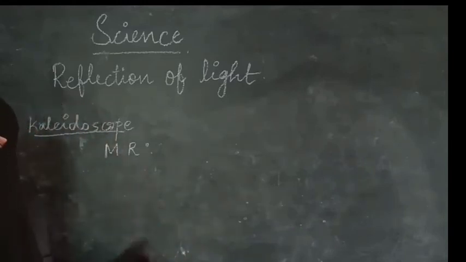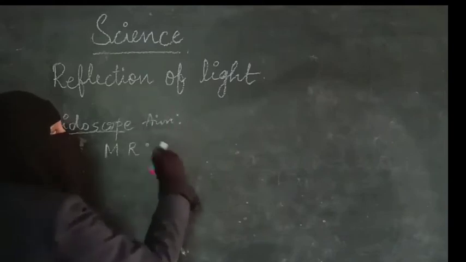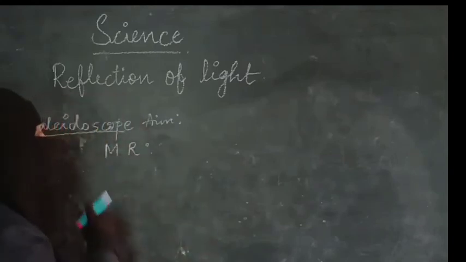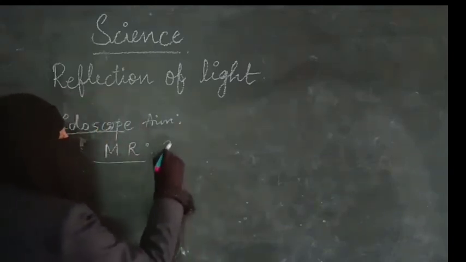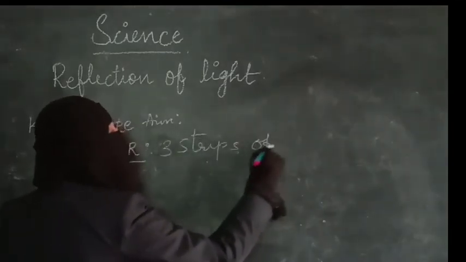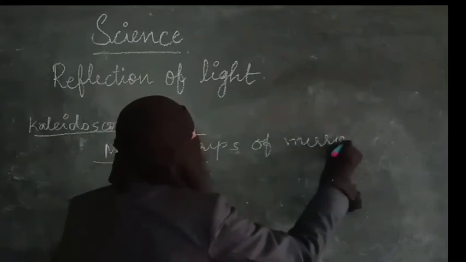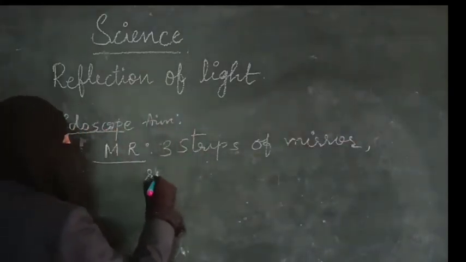As it is an activity, what is the first thing you have to write here? Aim. So what is your aim? To make our own kaleidoscope. Then materials required. What are the materials required here? Mirror strips. Three mirror strips you are going to take here. Three strips of mirror. Along with mirror we need rubber bands.